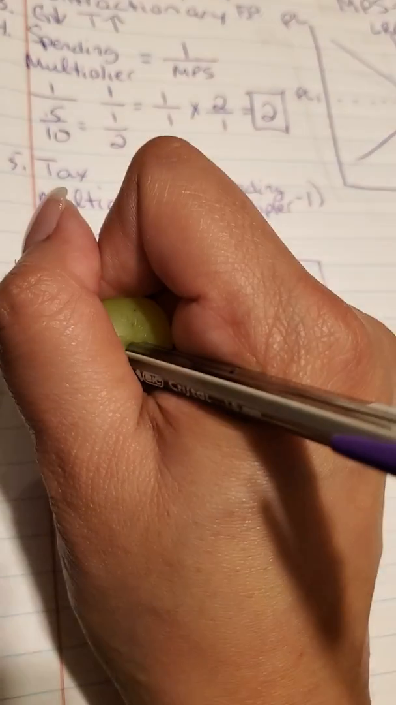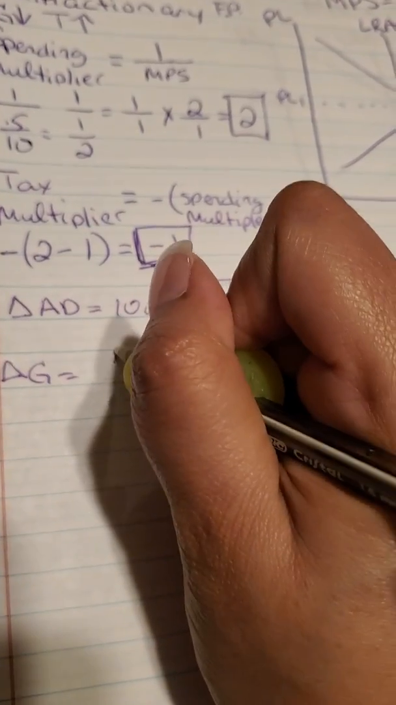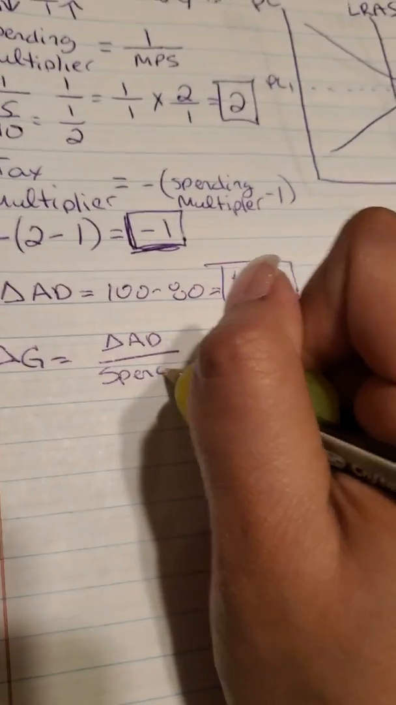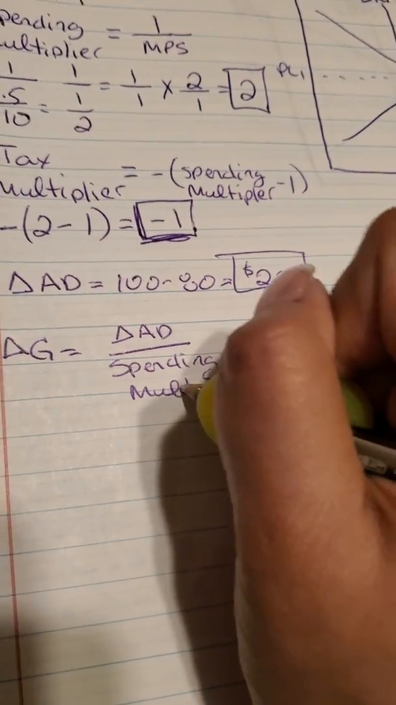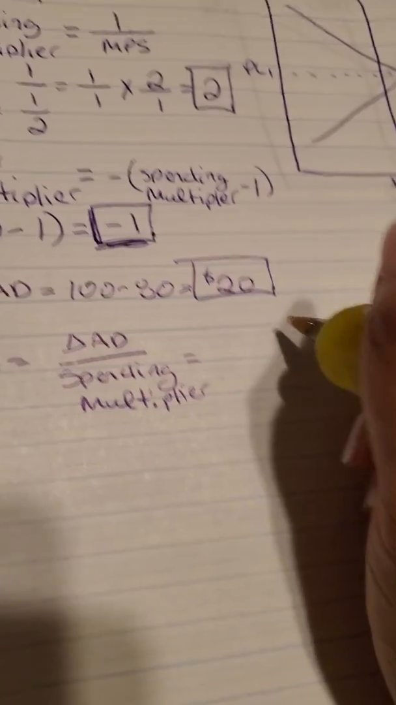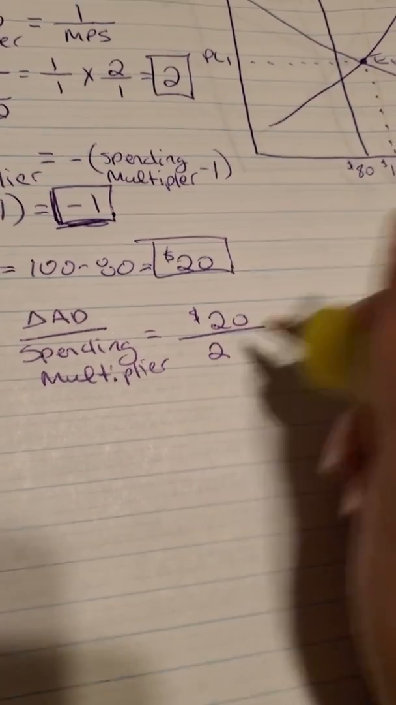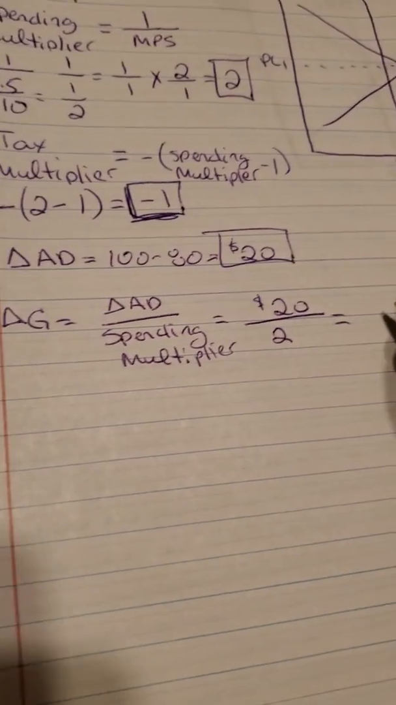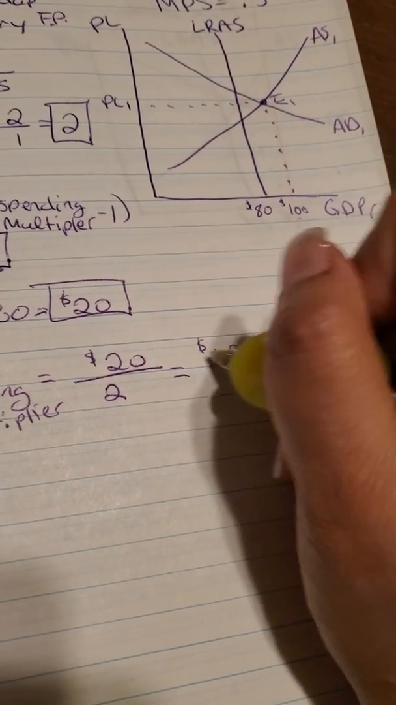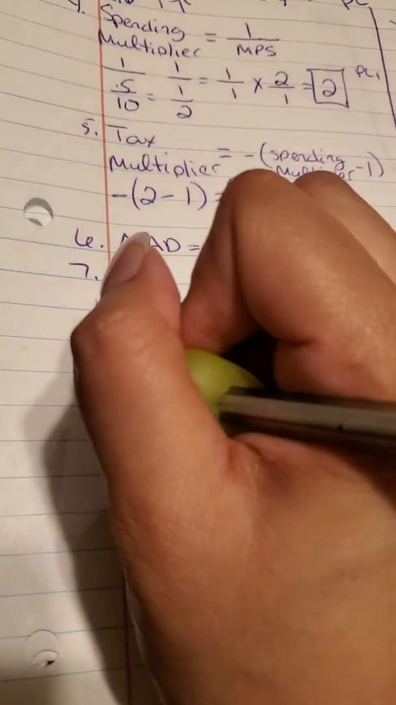Okay, so now moving on to step 7, the change in government spending that we need. Again, that is the change in aggregate demand over the spending multiplier. So the change in aggregate demand that we need is $20 divided by our spending multiplier, which we said was 2. So that gives us, if we're going to decrease government spending, we need to decrease it by $10. It's gonna be billions, because come on, it's GDP.